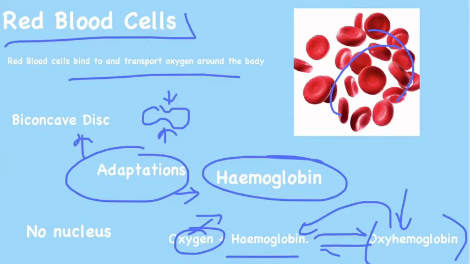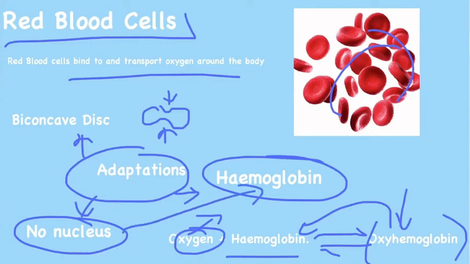oxygen. And finally, this is a bit of a strange adaptation, but the red blood cells do not have a nucleus, unlike many other cells. So we assume that most of our cells have a nucleus that controls the activity, but the only reason that red blood cells don't have a nucleus is so that they can pack more and more hemoglobin into them.